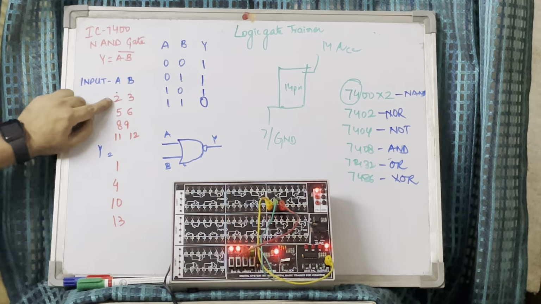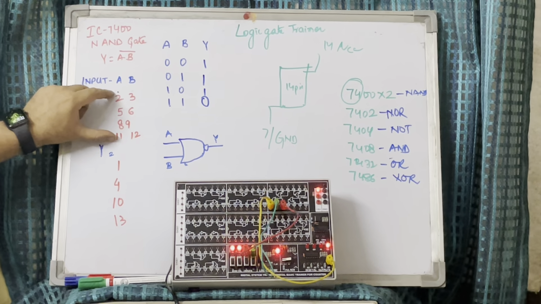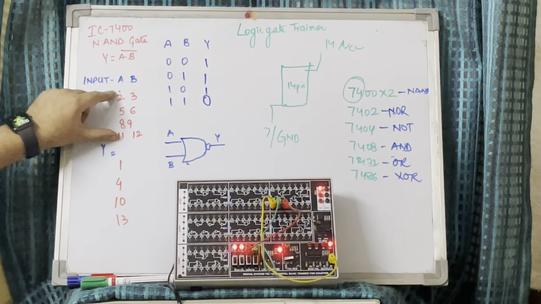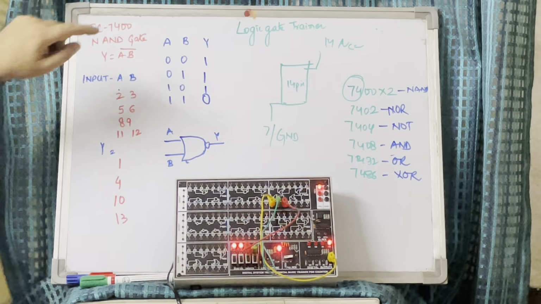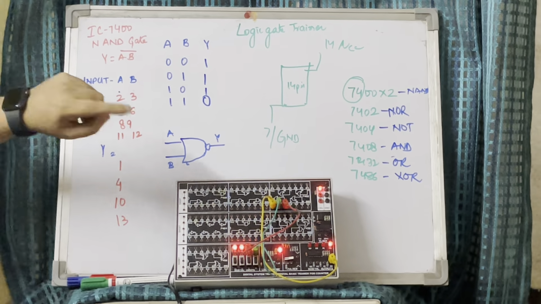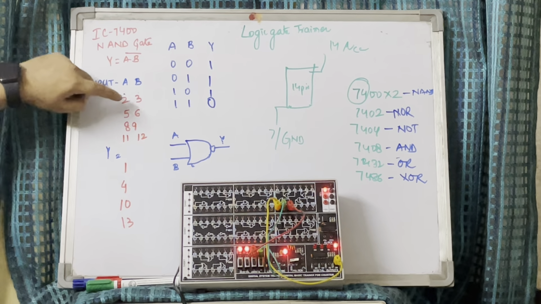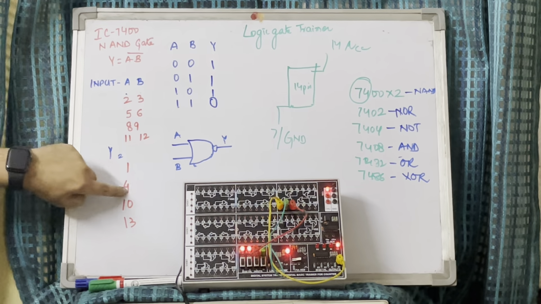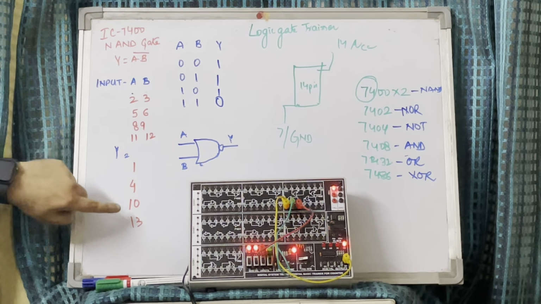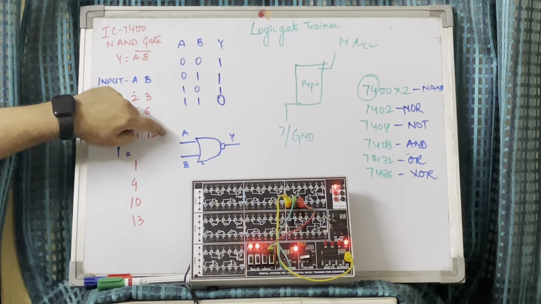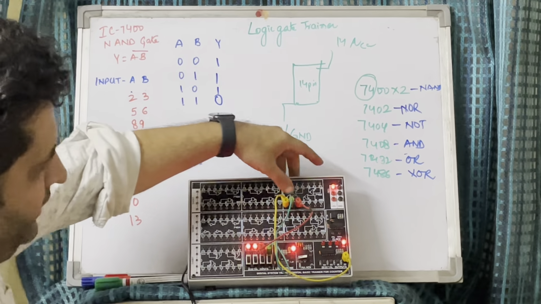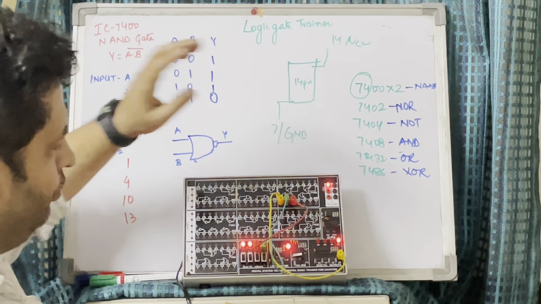As you can see from here, there are 4 NOR gates in this IC 7402. The first NOR gate has inputs 2, 3 and output 1. Another is 5, 6, output is 4. Similarly 8, 9 input, 10 output, 11, 12 input, 13 output. So I have connected gate number 1.